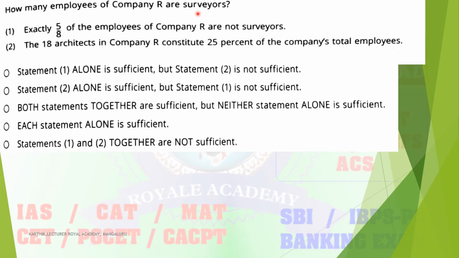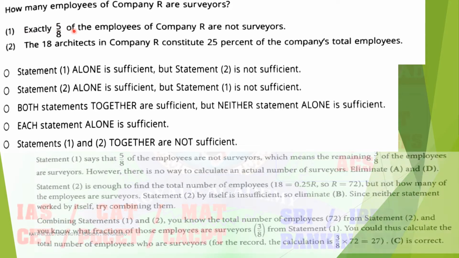So, the first option is statement 1 alone is sufficient to answer the question. The second option is statement 2 alone can answer the question. Both statements together can answer the question, that is the third option. Fourth option, each statement alone can answer the question. Fifth option is data is not sufficient. So in this type of problem we will see which option is correct.